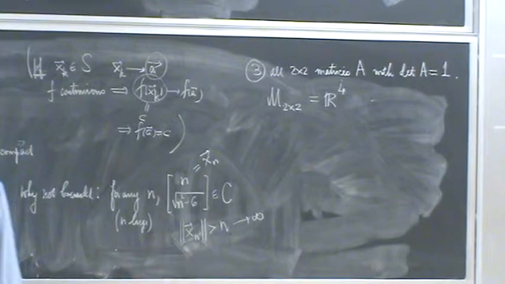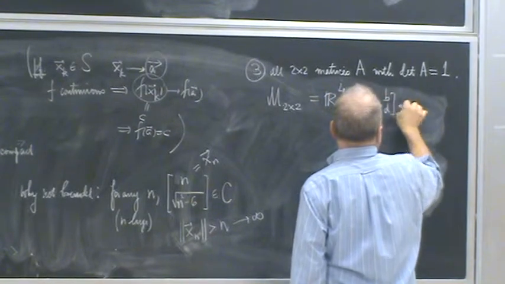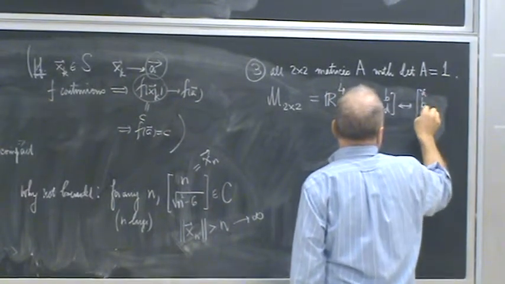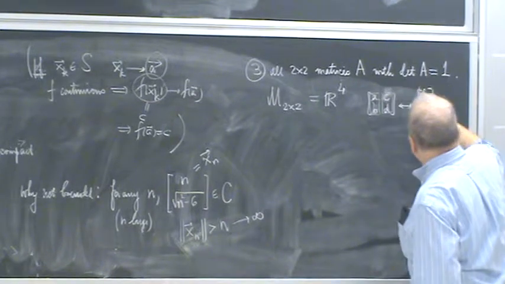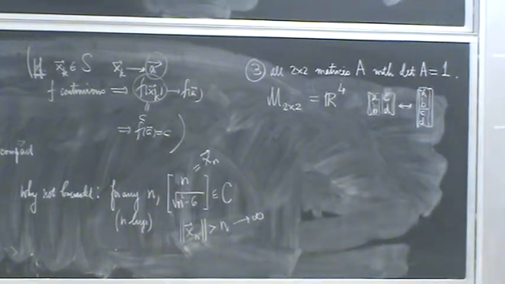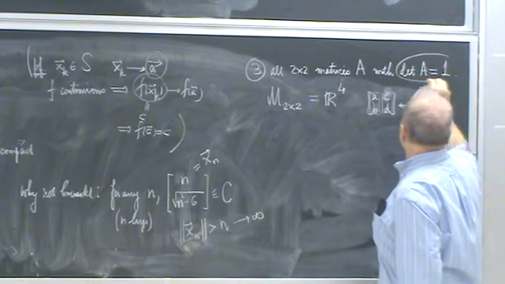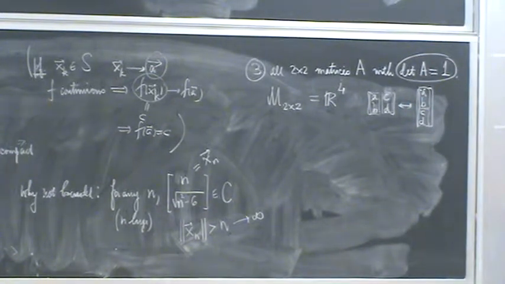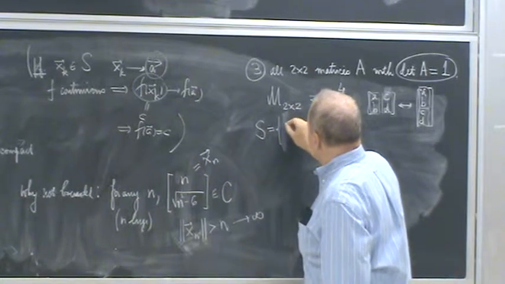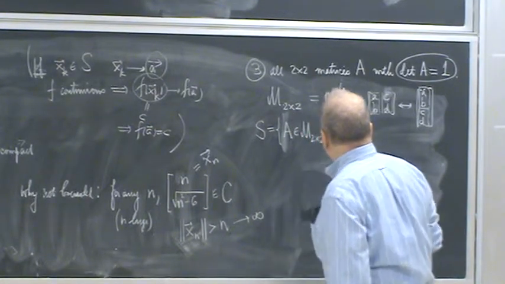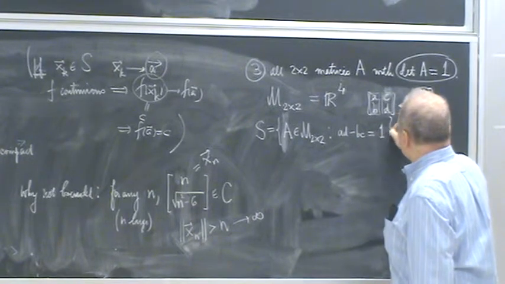So you just think about the matrix A, B, C, D as a vector A, B, C, D, or maybe you would be happier if I put the B here and the C here. You put the columns in order like that, and you have a vector in R4. So think of the space of 2x2 matrices as a copy of R4. What does it mean to say the determinant is 1, Bryce? So S is the set of matrices A where the determinant, AD minus BC, is 1.